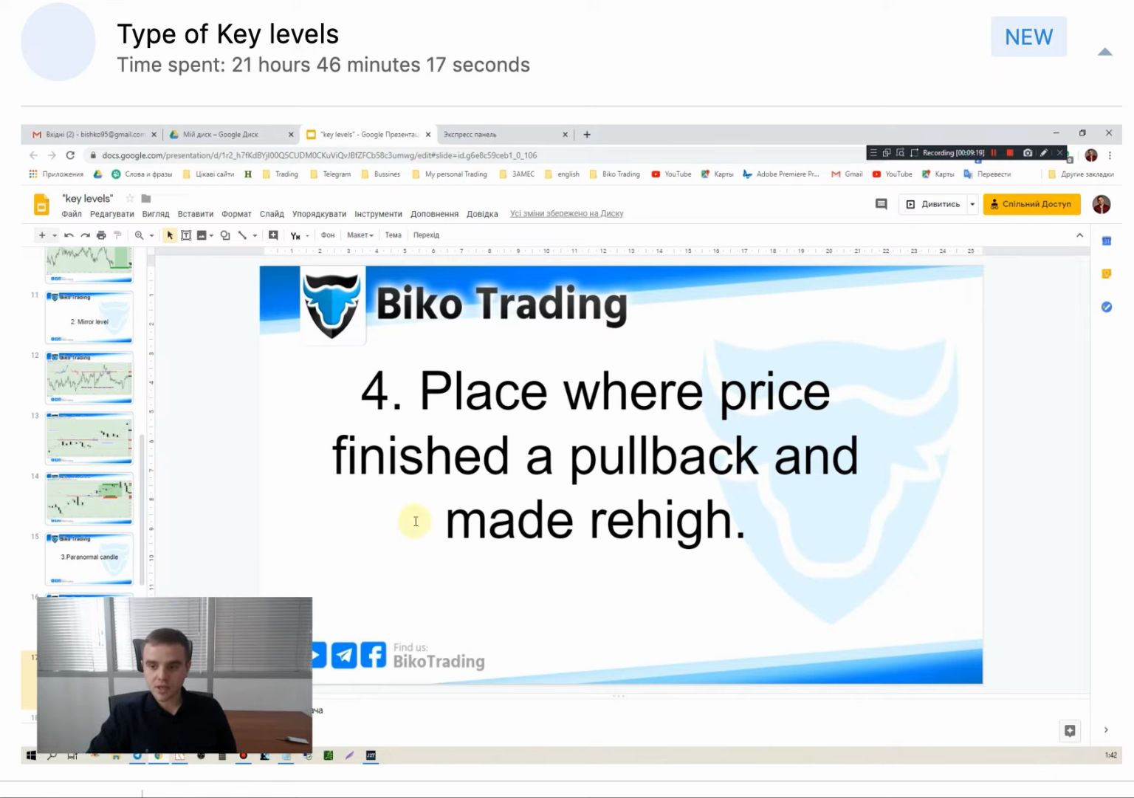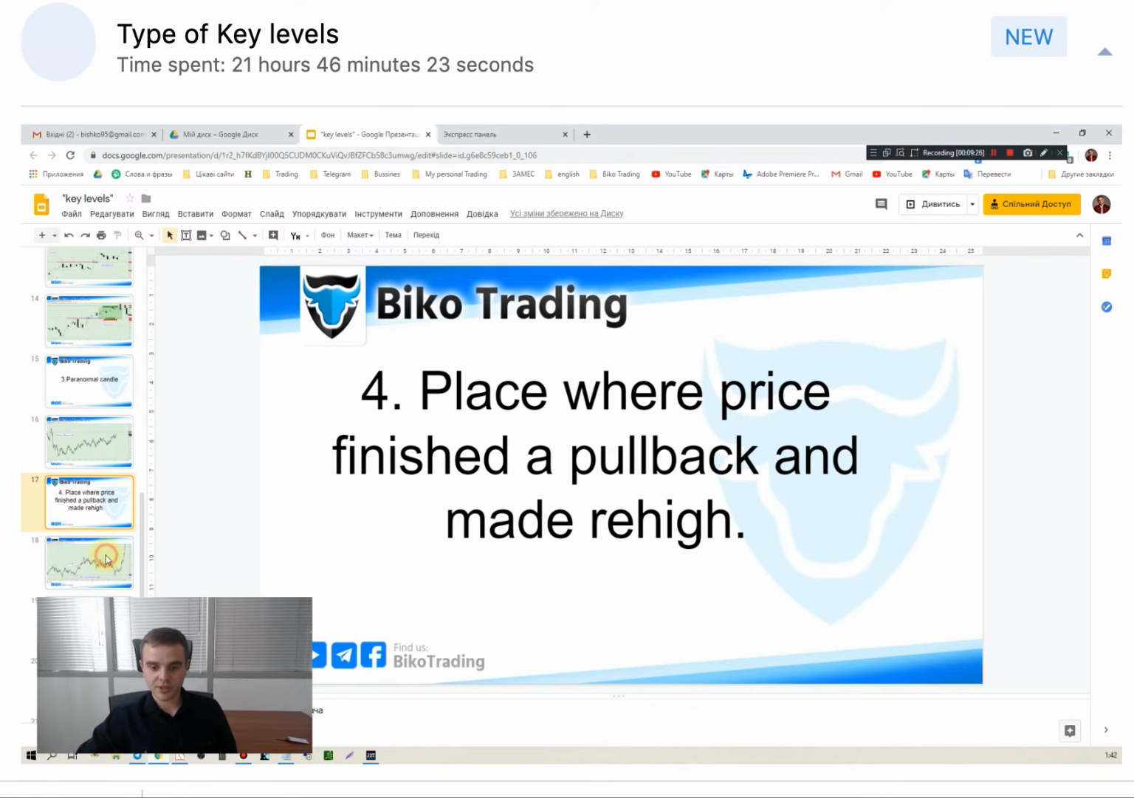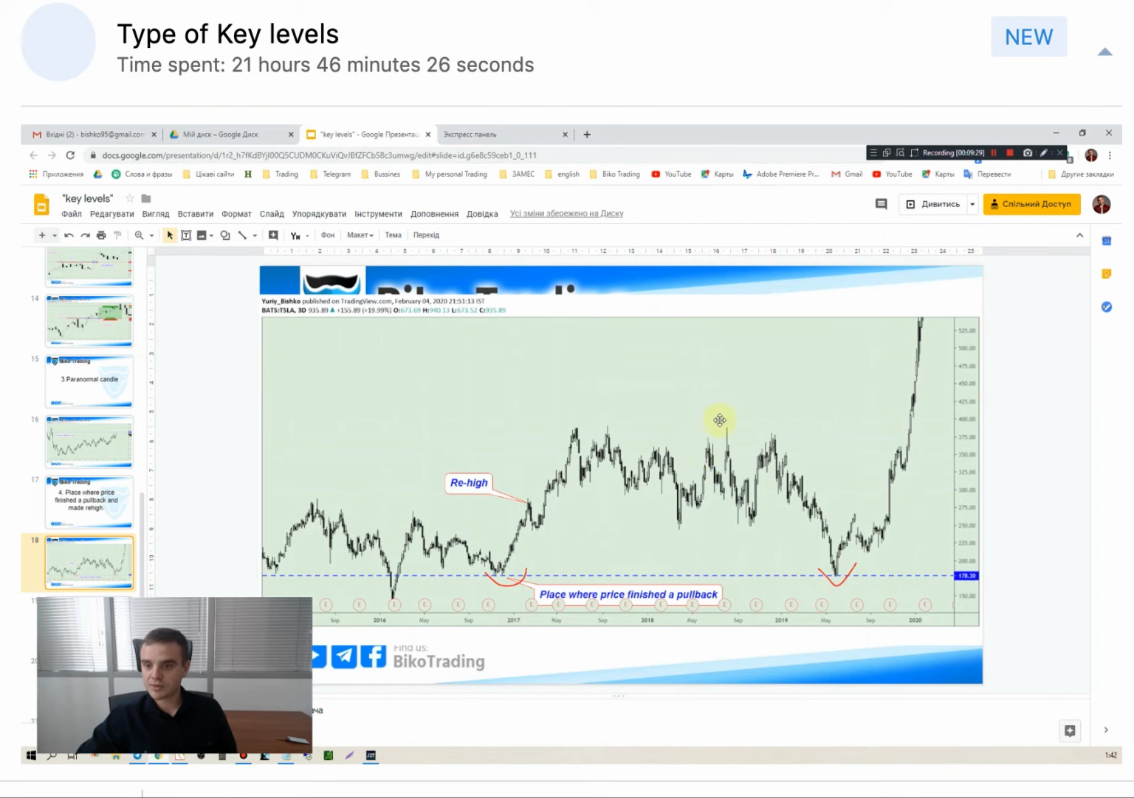Type of key level number 4 is a place where price finished a pullback or made a re-high. It's also a powerful level. From such levels, in most cases, price will make a powerful move. Example on Tesla, take a look. Here is the place where price made a pullback and a re-high. Price already made a re-high here, and after that rose up into this area.